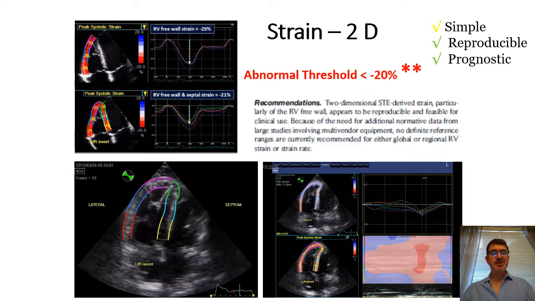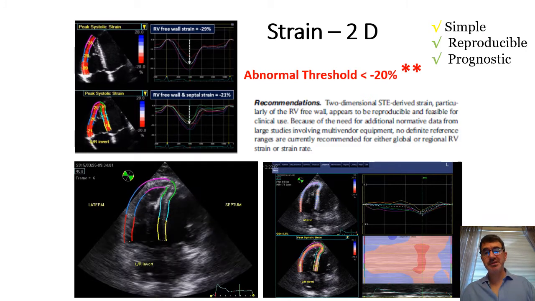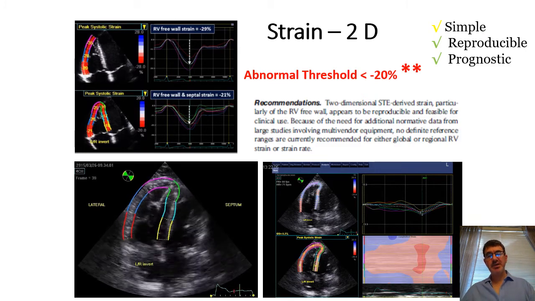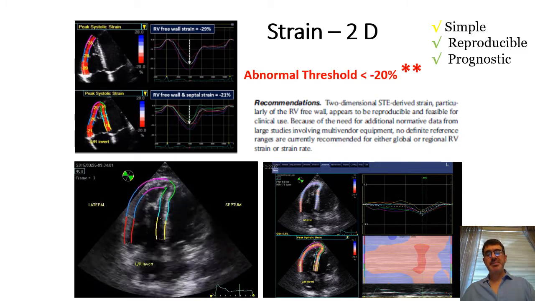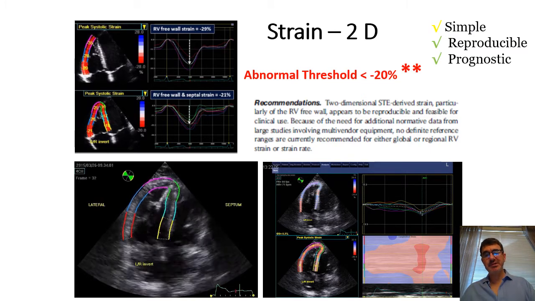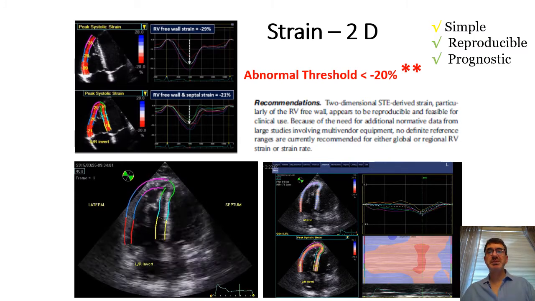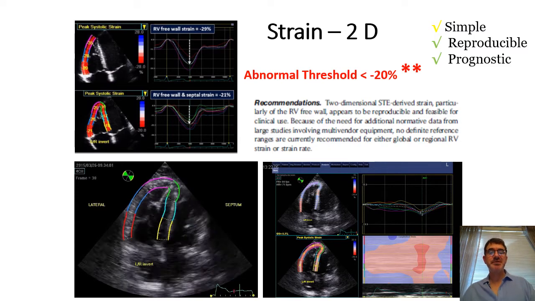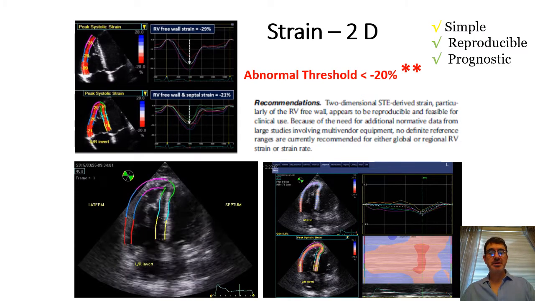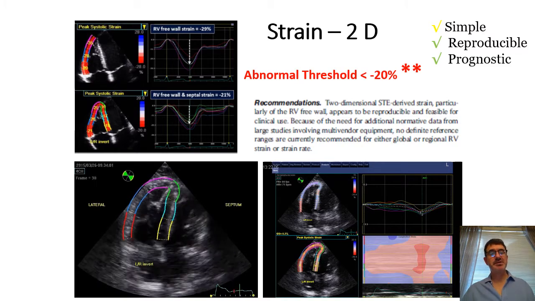As a result, the last iteration of the guidelines in 2015 did not recommend this as a standard value, but it certainly can and should be used in specific conditions where it's been demonstrated to show prognostic value, using the recommended values for the vendor that you are using.